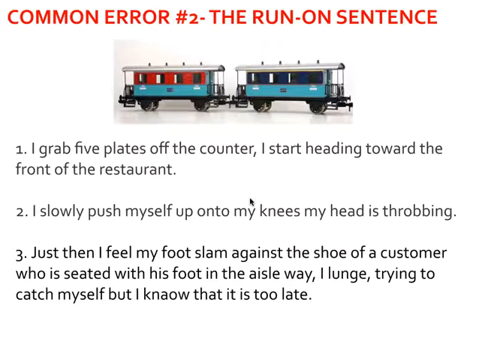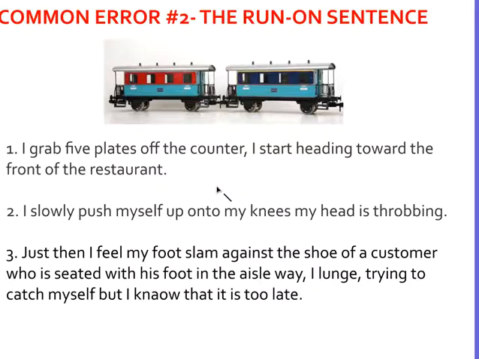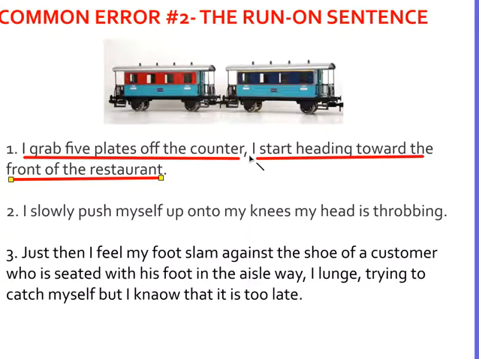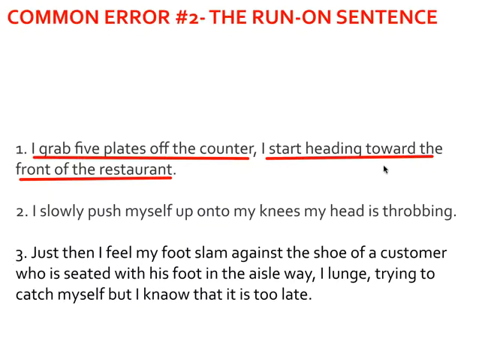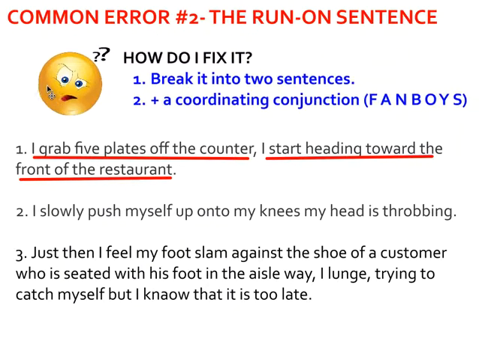I grab 5 plates off the counter. I start heading towards the front of the restaurant. So my first job is to identify the sentences. I grab 5 plates off the counter as my first sentence, and I start heading towards the front of the restaurant. So I've just joined these 2 sentences with a comma, but that's not good enough. A comma doesn't work to actually join these 2 sentences together. So what do I do? How do I fix a run-on sentence? Well, I have 2 options.